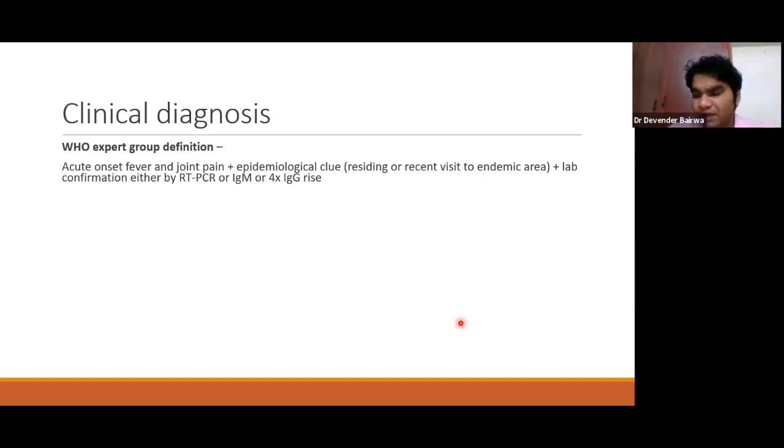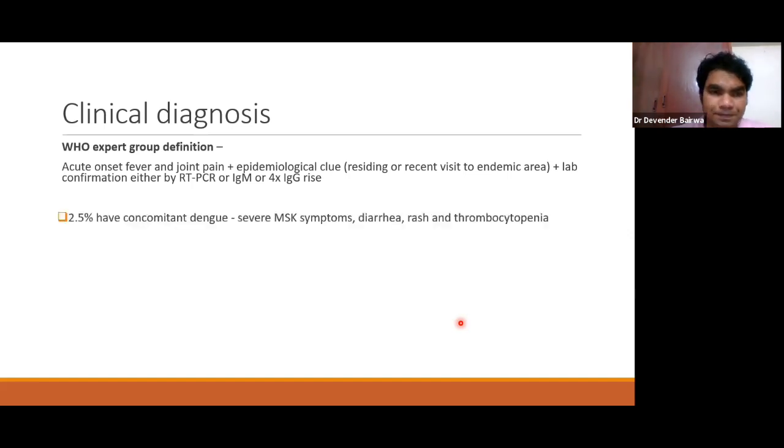You can do RT-PCR within the first 3 to 4 days of illness, and in that time you can find the viral nucleic acid. In 2.5% of cases, there can be a concomitant dengue. So dengue and chikungunya can occur together. This is known as double bukhar, double viral fever.